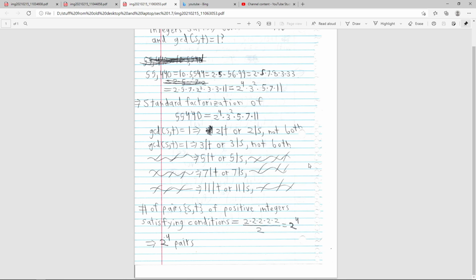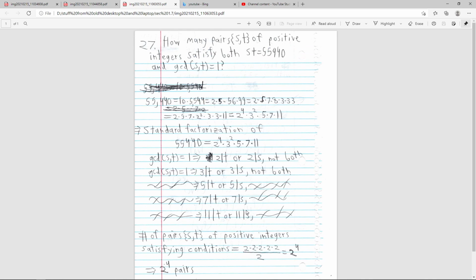That's pretty much how it's set up and solved, because you can only have one of these each. So 2, 2, 2, 2, and 2. You can have both, so you divide by 2 in the end. These are distinct. You have 5 prime choices, so multiply them together and you divide by 2 in the end. You get 2 to the 4th.